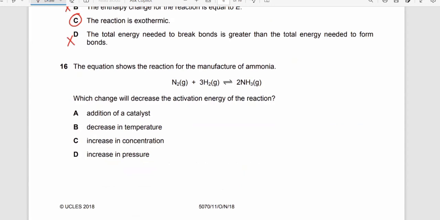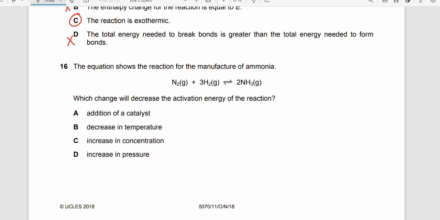The equation shows the reaction for the manufacture of ammonia. You can see the equation here. Which change will decrease the activation energy of the reaction? Addition of a catalyst. Yeah, this is the main thing which decreases the activation energy. It lowers the activation energy barrier.